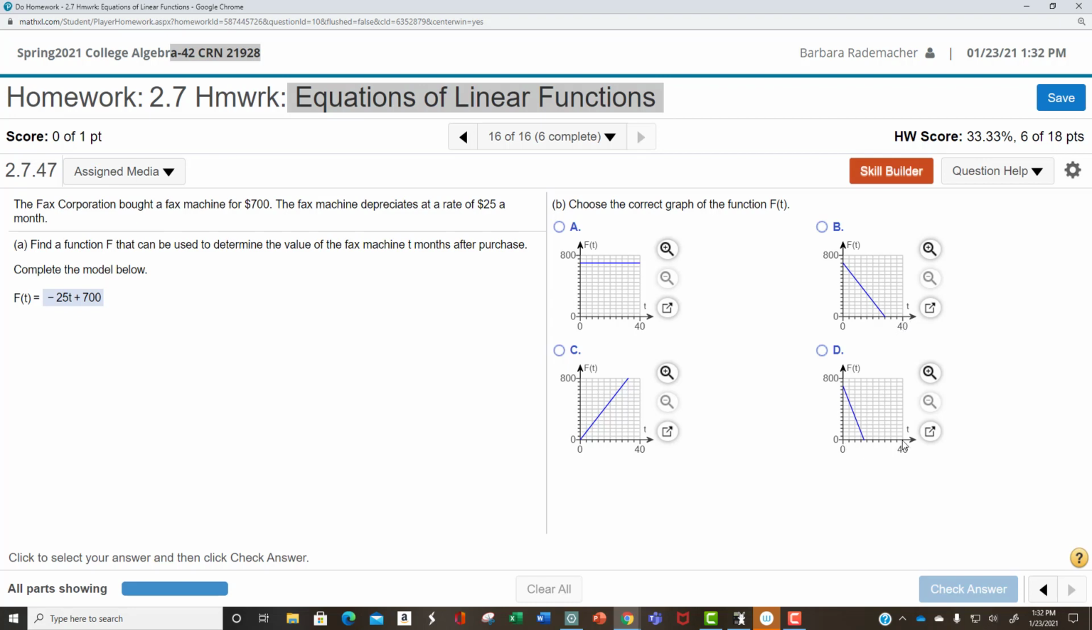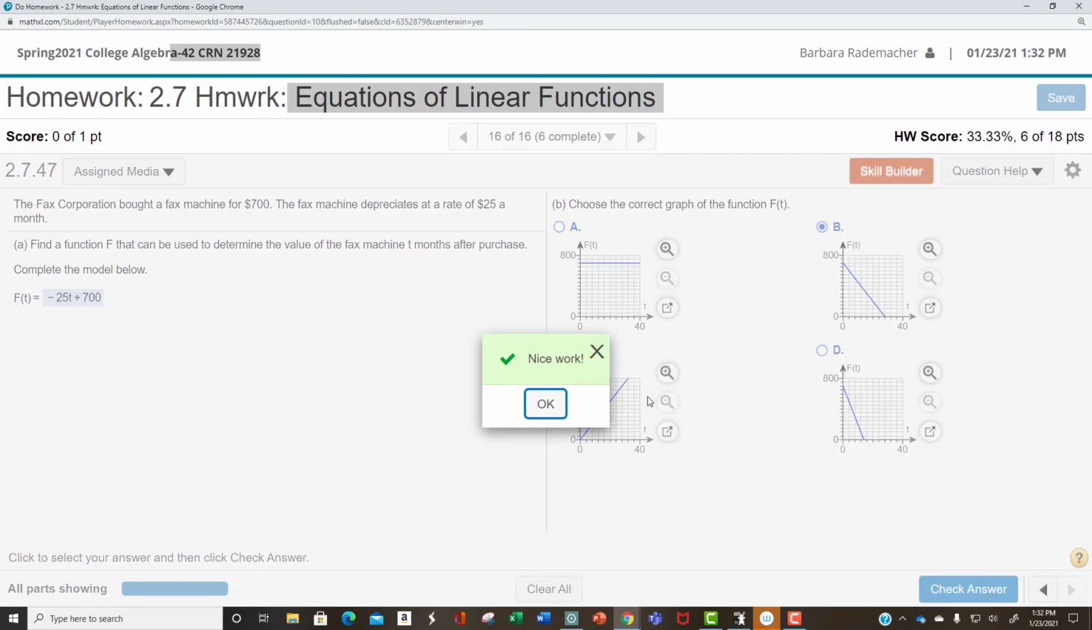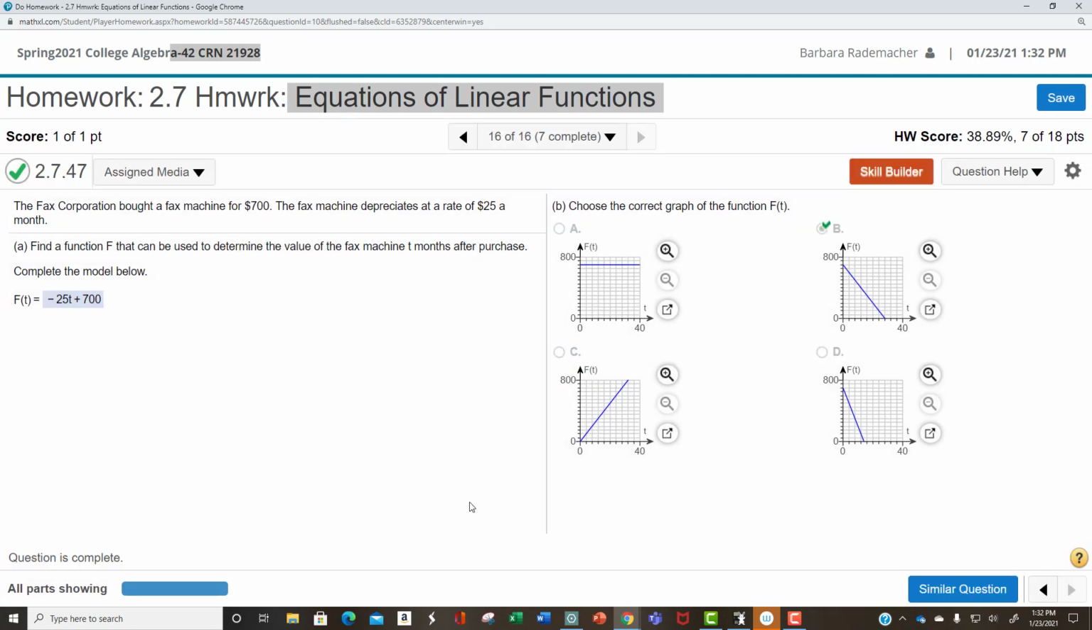Both of these graphs go to 40 months. Now, 28 is more than halfway to 40. This point is not even halfway to 40, whereas this is more than halfway to 40. So I am going to vote for B. And I was right. And that's it.